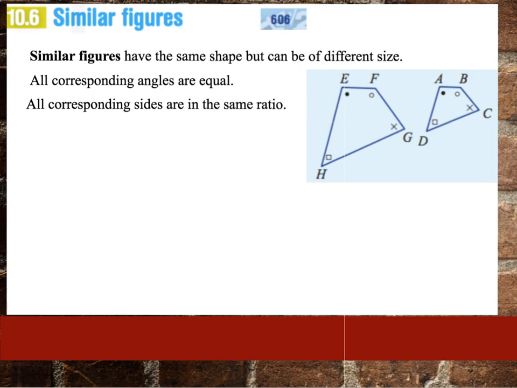All corresponding sides are at the same ratio, which means that if I look at these figures again, the ratio that I will get from EH over AD should be exactly the same ratio as EF over AB, FG over BC, and GH over CD. So all these ratios of the sides should be identical.